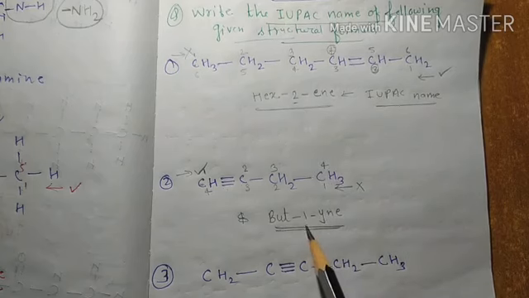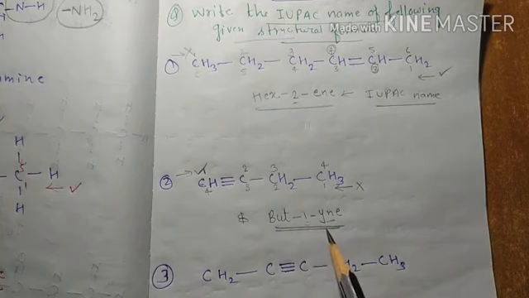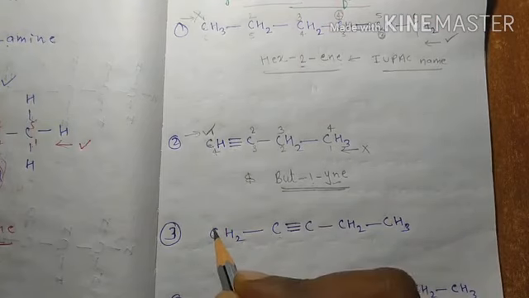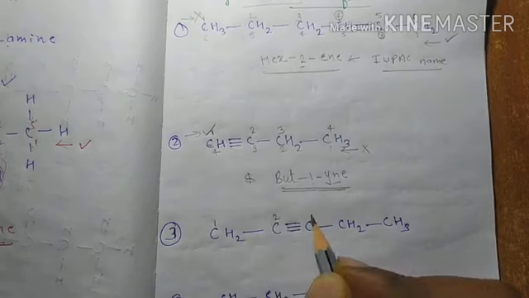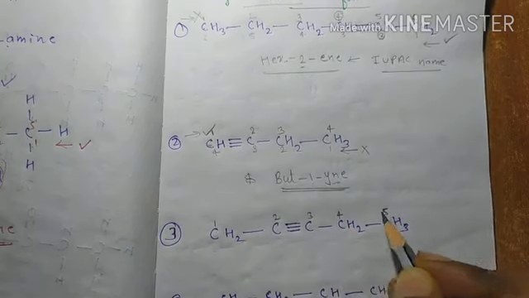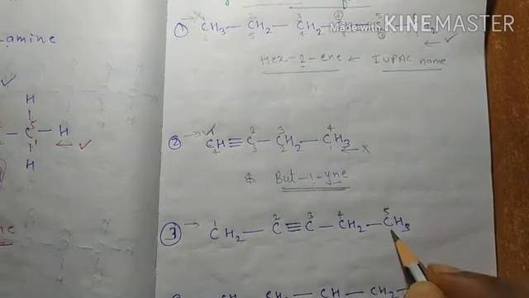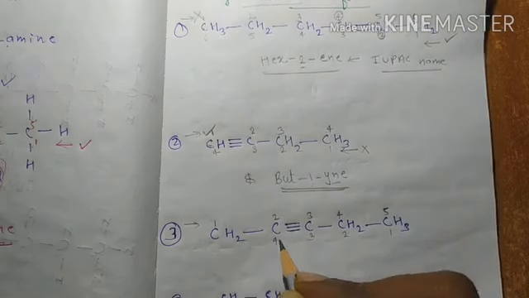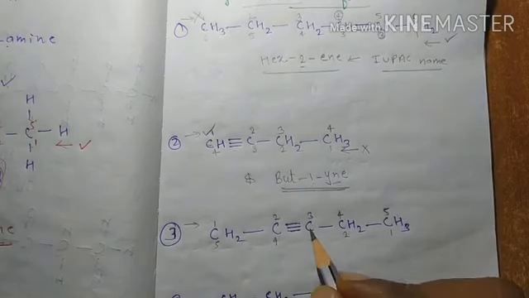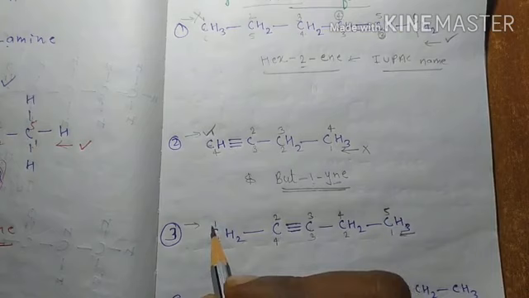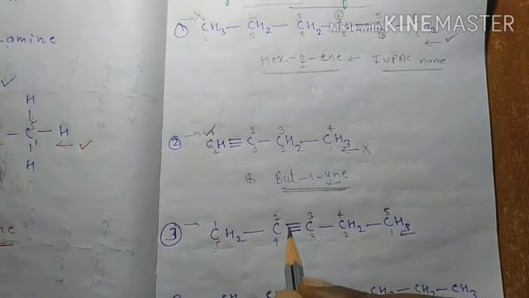Similarly, this one, "yne", Y-N-E, means a triple bond is present. If we give numbers 1 2 3 4 5, after 2 carbon atoms the triple bond is here. But if we write 1 2 3 4, after the third carbon atom there is the triple bond. And if we number from left to right, after 2 carbon atoms there is a triple bond. So this is wrong.